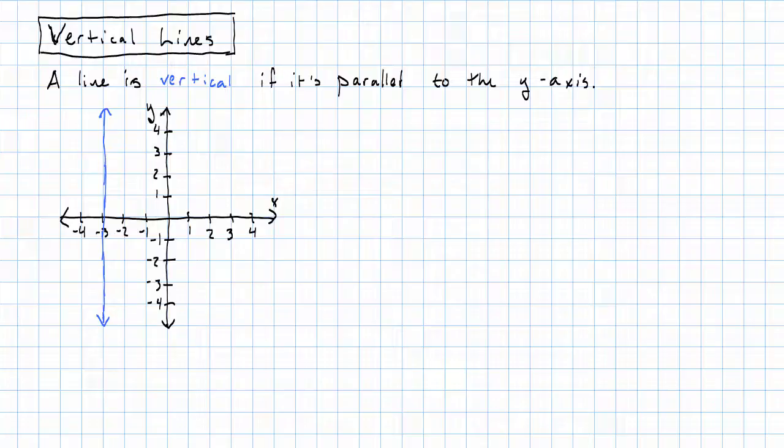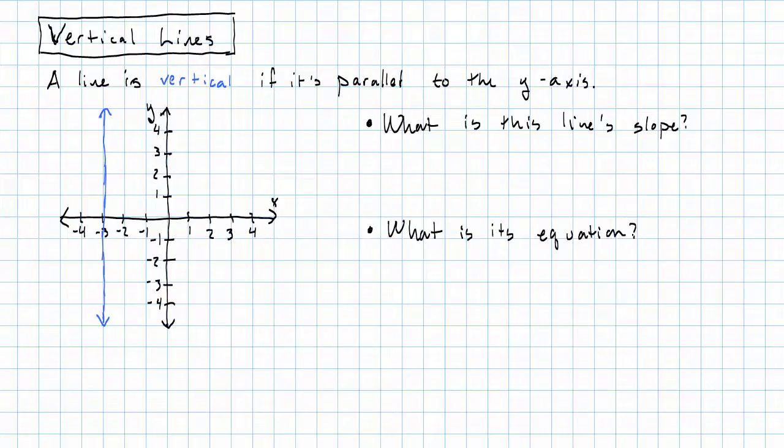So here's an example of a vertical line. Again, we can see if we picked that up and moved it over, we could move it over to rest on the y-axis. This line is parallel to the y-axis. Again, let's ask how this relates to what we've been saying about lines so far. So we might ask, what is its slope? And we might ask, what is its equation?